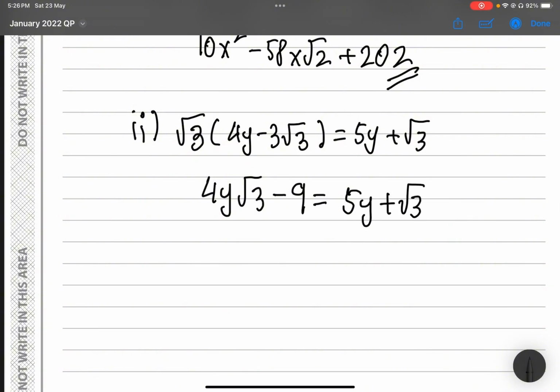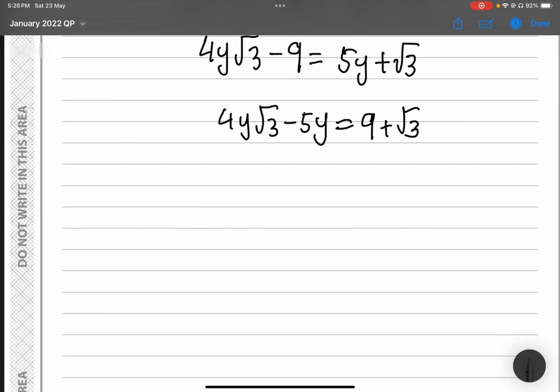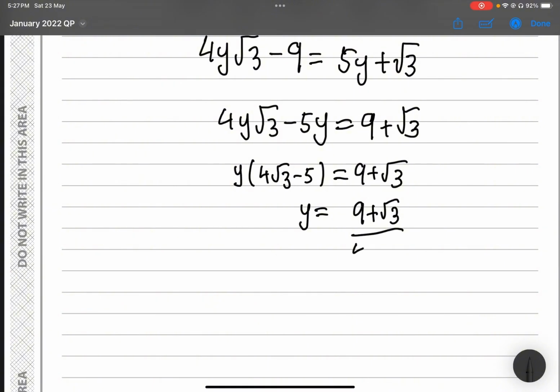Now I'm going to bring the y's on one side. So this is going to be 4y root 3 minus 5y. And I'm going to shift this minus 9 to the other side, which is 9 plus root 3. Now we can factorize the y. So we have y times (4 root 3 minus 5) equals 9 plus root 3. We can divide both sides by 4 root 3 minus 5. We get 9 plus root 3 over 4 root 3 minus 5 equals y.